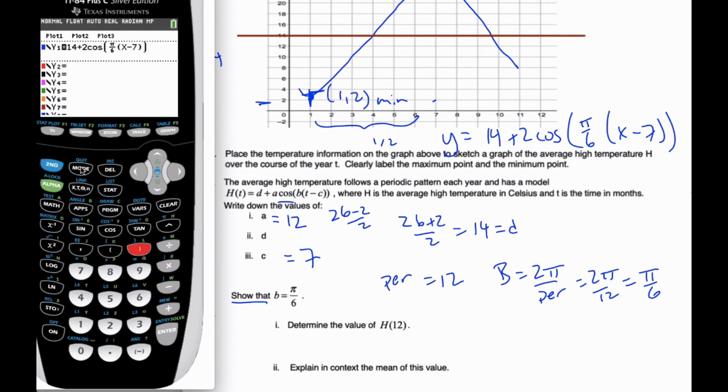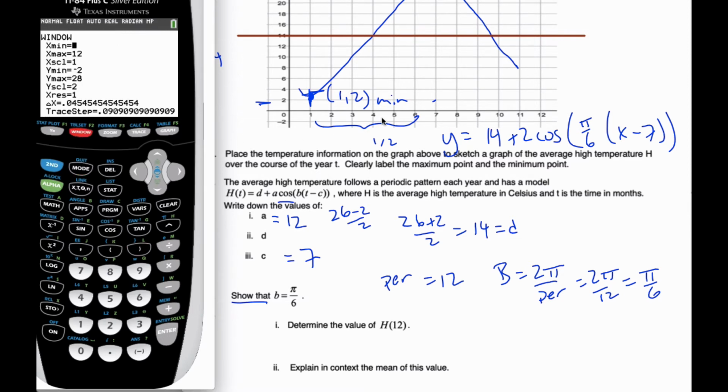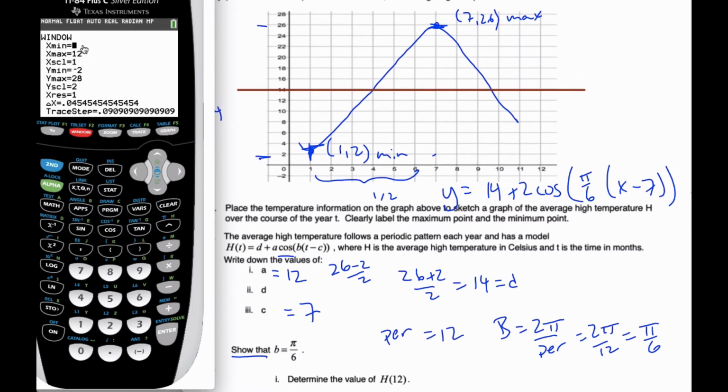Okay, I'm going to make sure that I'm in radians because that's default now. And my window, I make my window fit here. So my x goes from 0 to 12. It's going to go by 1s as the scale, and then I'm going to go from -2 to 28, and then the scale of 2. And let's see what we get. Oh, something's not quite right. You can see that something's not quite right.